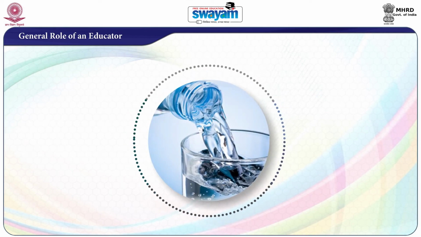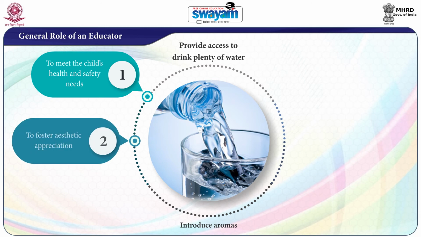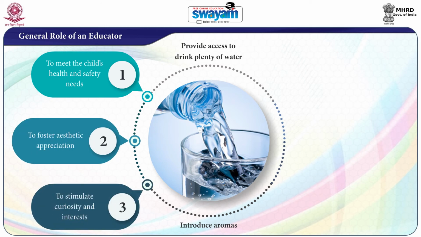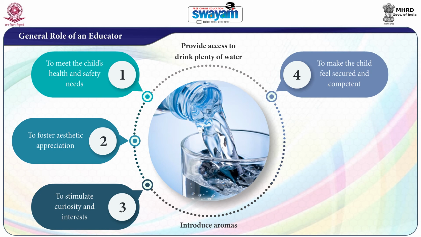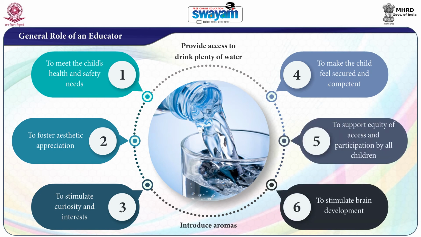What should be the general role of an educator? The first one is to provide access to drink, plenty of water, as dehydration makes the child inactive. Introduce aromas to the learning space as they can stimulate a child's learning. Experiences and researchers suggest that floral odors increase the ability to learn, create or think. Lemon and peppermint odors can make the mind alert. Lavender and orange aromas help the child to relax and calm down.